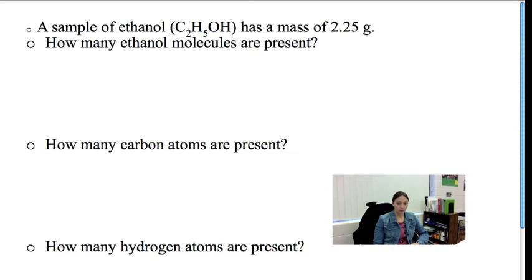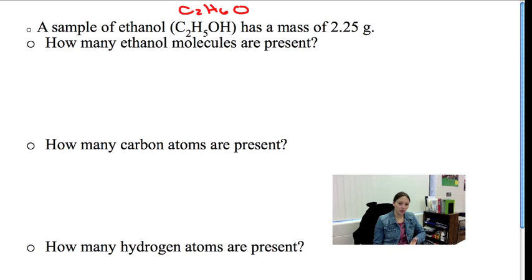Let's look at the example. If I have a sample of ethanol, which is C2H5OH, it has a mass of 2.25 grams. Don't worry so much about why these are split up. They're split up so that you can tell that it's ethanol, but really it's C2H6O. You can write it like that, and that will be fine. You can combine the 2 H's there.